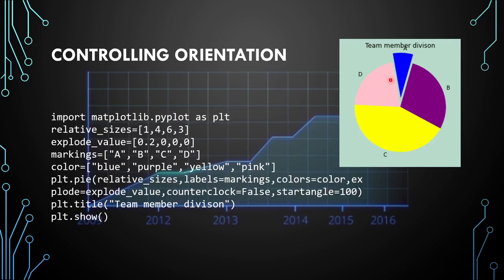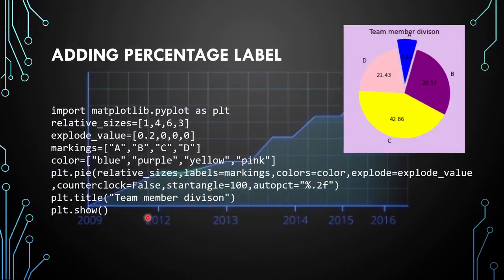And you can also give a title here, plt.title. It's just the same syntax as the other graphs. Now you can also add a percentage label. It is very useful this way. There is a parameter called autopct, and you can give the percentage format .2f, which means there will be two places after the decimal. You can give .1f to give one place after the decimal. Percentage will be calculated on the basis of the relative size.